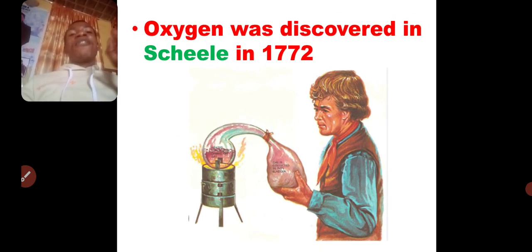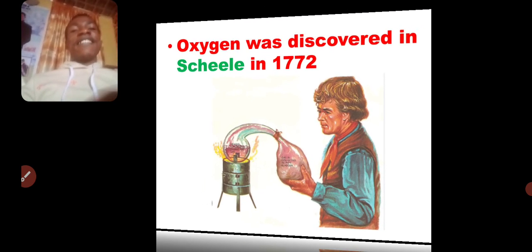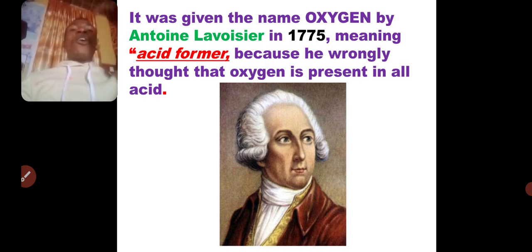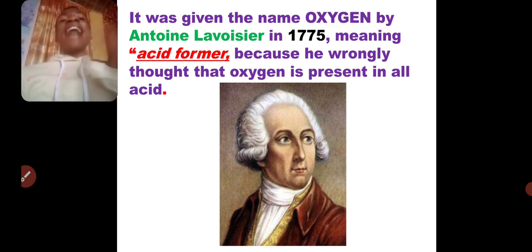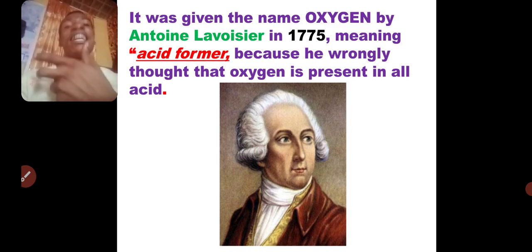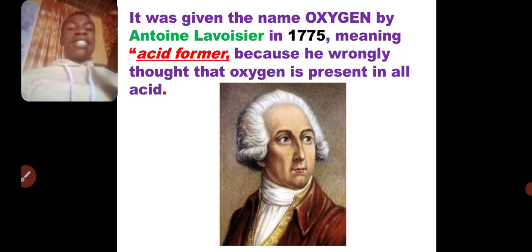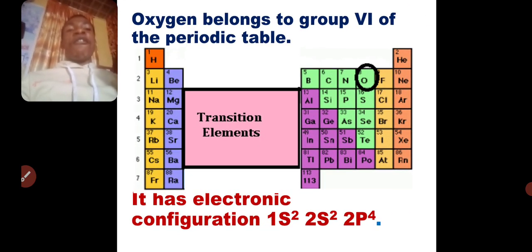Oxygen was first discovered by Carl Wilhelm Scheele in 1772, and it was Antoine Lavoisier who named oxygen in 1775, meaning acid former. At that time, Lavoisier wrongly thought that oxygen is present in all acids. That was why he named oxygen acid former.